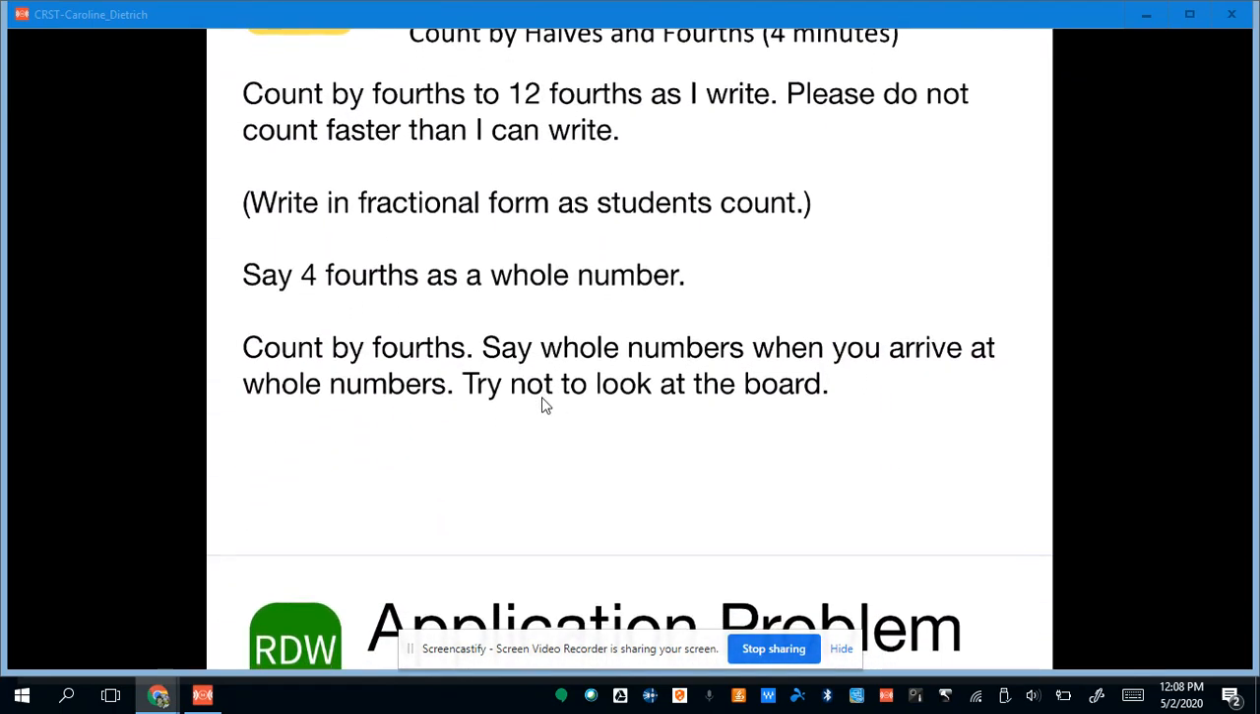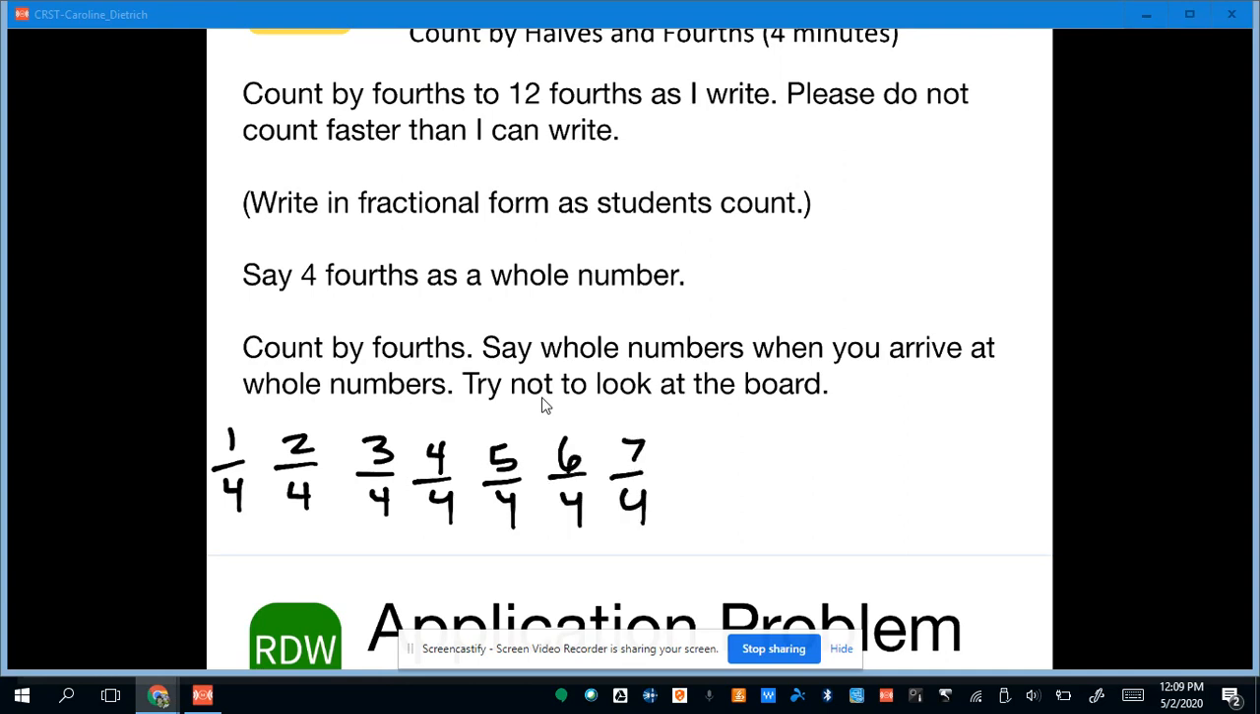Okay, now let's count by fourths to 12 fourths. 1/4, 2/4, 3/4, 4/4, 5/4, 6/4, 7/4, 8/4, 9/4, 10/4, 11/4, 12/4. So earlier we were counting by 2 on the numerators, now we're counting by 4.